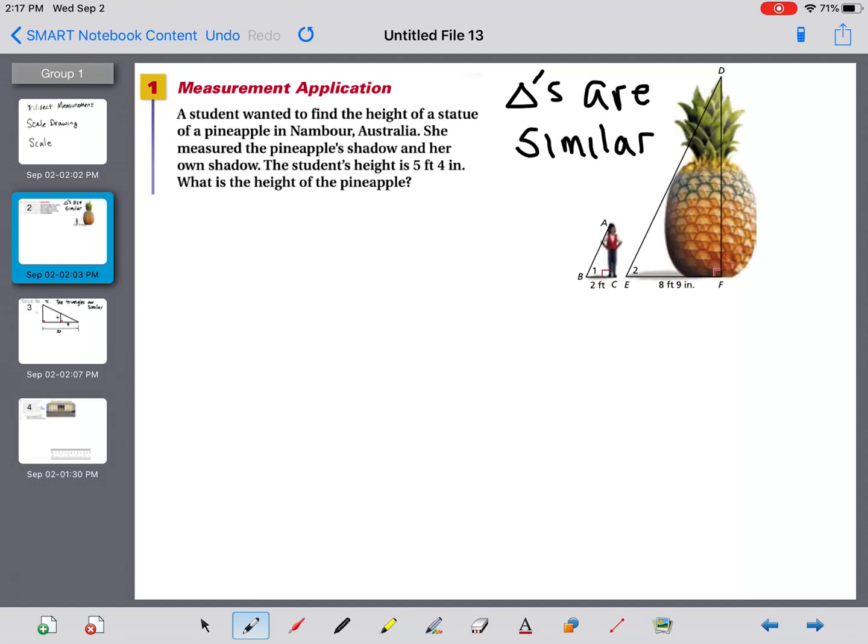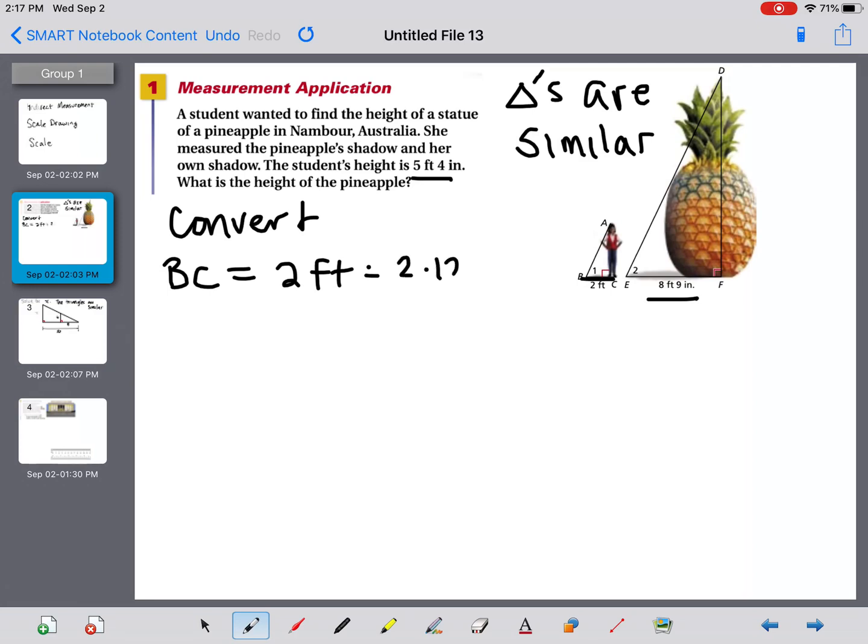But before we do that, I see some awkward measurements, 5 feet 4 inches and 8 feet 9 inches. So we want to convert those measurements first. So if we convert, let's convert BC first. So BC, that's 2 feet. So if we convert that to inches, that's going to be 2 times 12, which would give us 24 inches.